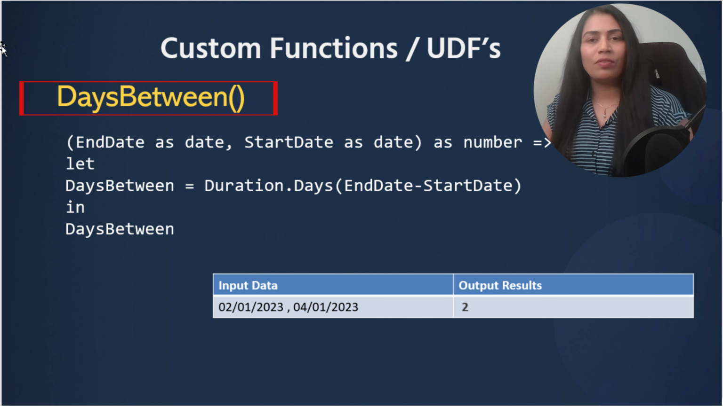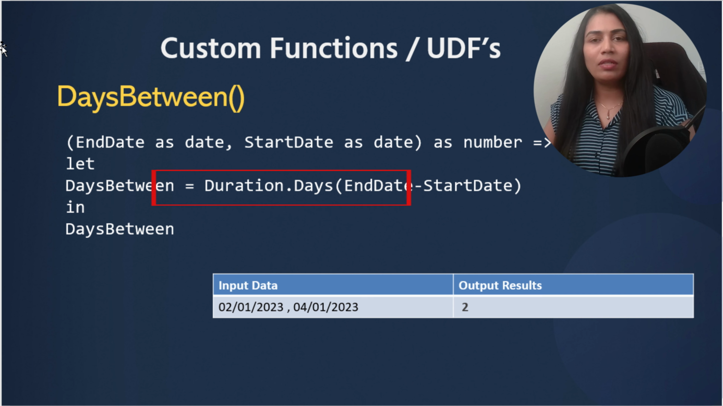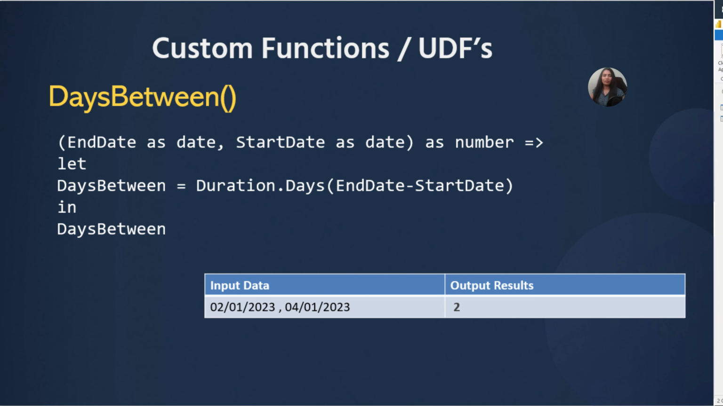We need one more custom function, that is daysBetween, which basically takes 2 input parameters, which are the end date and the start date of each stage, and returns the processing period of that stage in terms of days. So let's create these 2 functions.